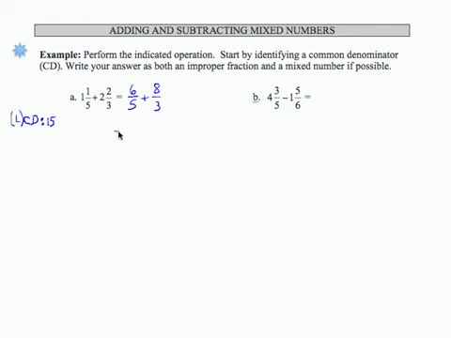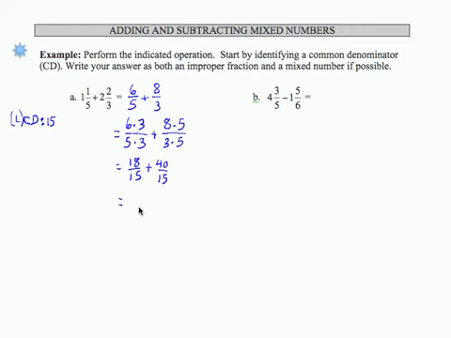Now I'm going to take the step where I write each of my fractions as an equivalent fraction over the common denominator, which is 15. So in the first fraction, I need 5 times 3 in the bottom, which means 6 times 3 in the top. Second fraction, I need 3 times 5 in the bottom, which means 8 times 5 in the top. If I multiply, I get 18 over 15 for the first fraction, plus 40 over 15 for the second fraction.